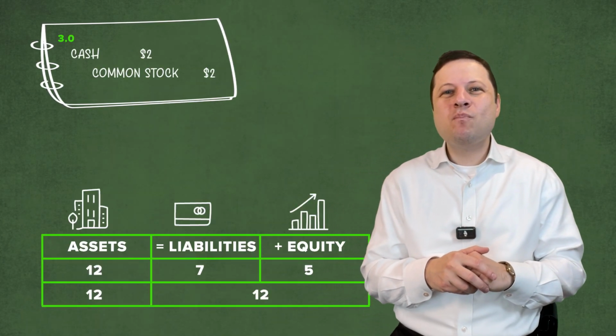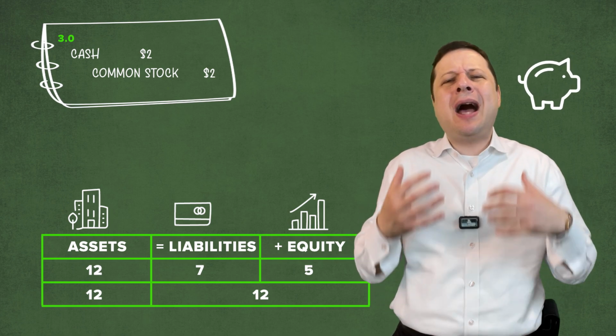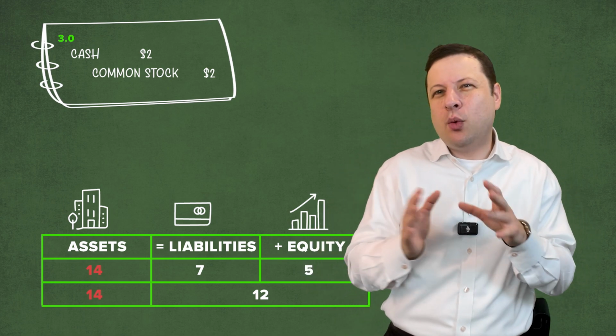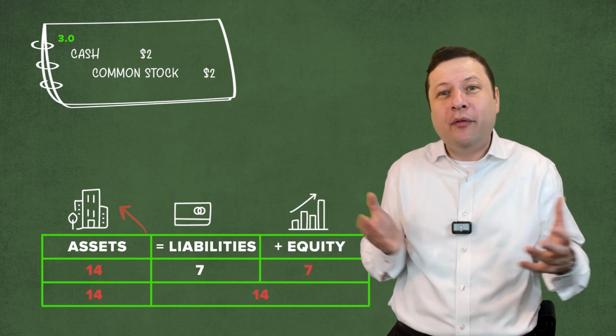All right, one more case. Here we go. Let's say you invest in your company. You gave the coffee shop $2 from your own money. So now it's 14 equals 7 plus 7. Why? Because cash is going to be up. Assets are up from 12 to 14.